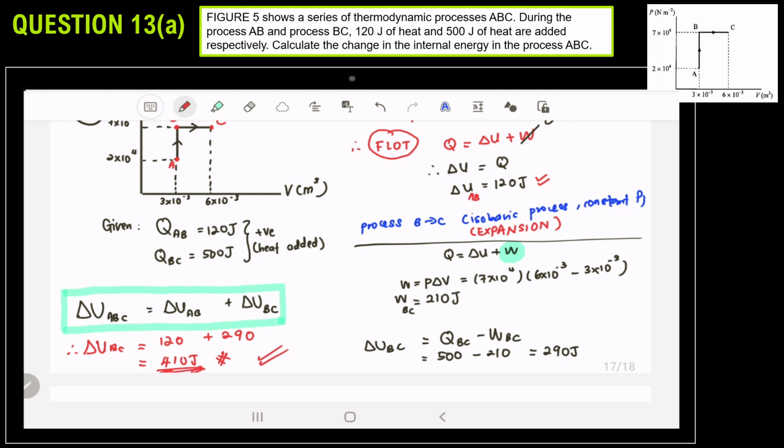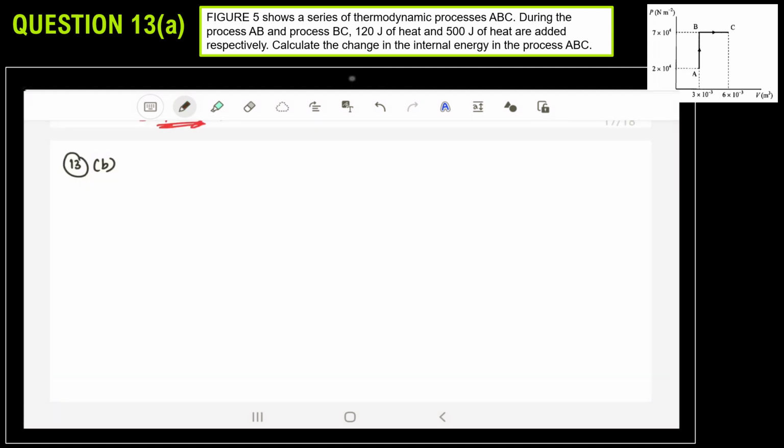Okay, so finish 13A. Okay, so question 13B. We have a leak-proof thermos full with hot coffee that is shaken vigorously. Explain what will happen to the temperature of the coffee.